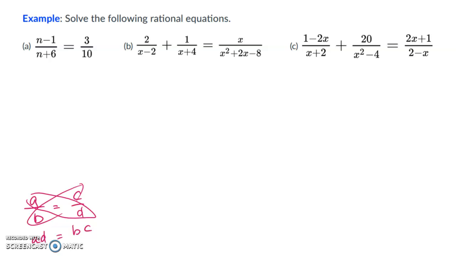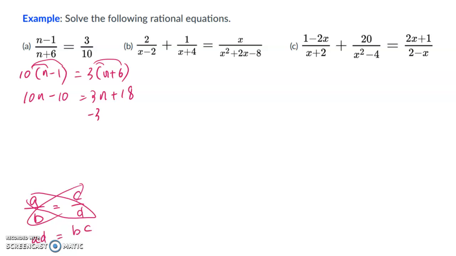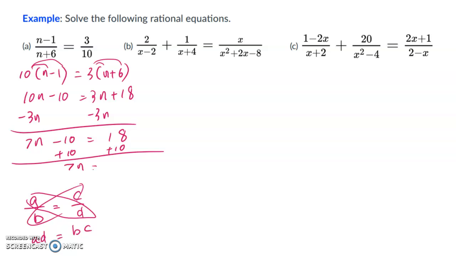That means 10 times n minus 1 should be equal to 3 times n plus 6, right? Cross multiply. Okay, then we'll just solve this equation. Distribute: 10n minus 10 should be equal to 3n plus 18. Move all the n terms to one side. I will subtract 3n here. That will give me 7n minus 10 equals 18. Now plus 10 on both sides. So I have 7n equals 28. Now divide 7 on both sides.